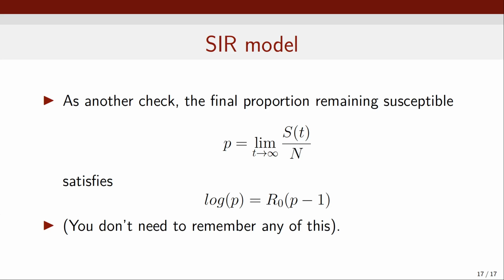Another check is to look at the asymptotically constant ratio of S divided by N. That's the proportion of the people that remain susceptible. So that's the limit at late times of S divided by N. Let's call that proportion P. Asymptotically, that satisfies log P equals R0 times (P minus 1). And there's a similar relation for the number of infected people. So we can check if this identity is satisfied at late times.